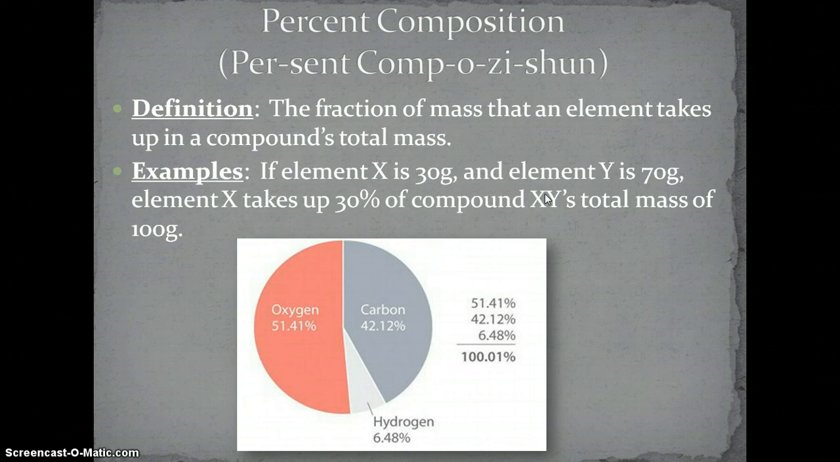Percent composition. So that's the fraction of mass that an element takes up in a compound's total mass. So if element X is 30 grams and element Y is 70 grams, element X takes up 30% of compound XY's total mass. This total mass is 100 grams, so 30 divided by 100 times 100% is 30%.